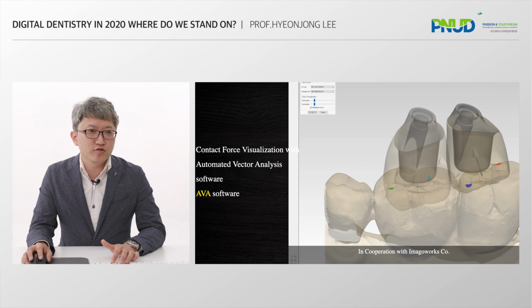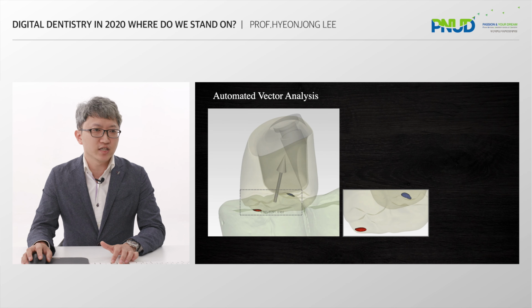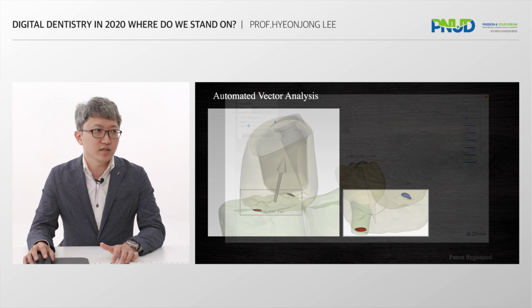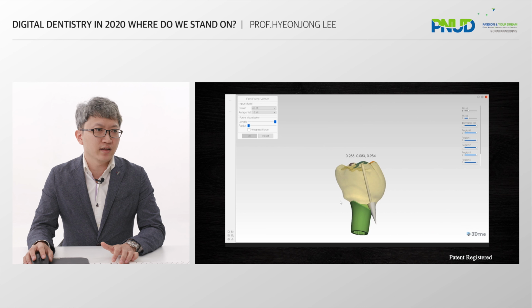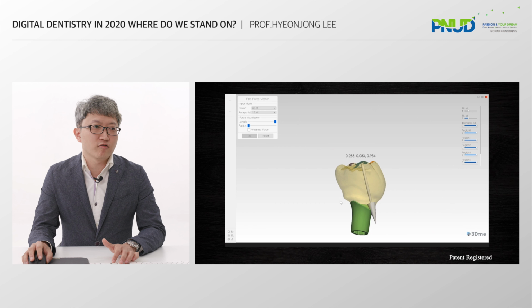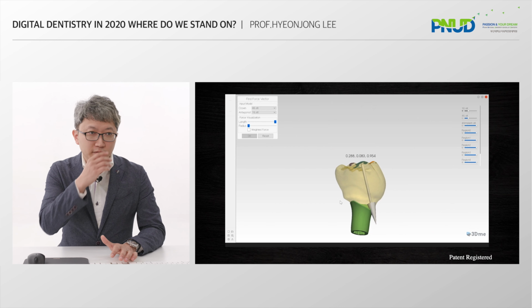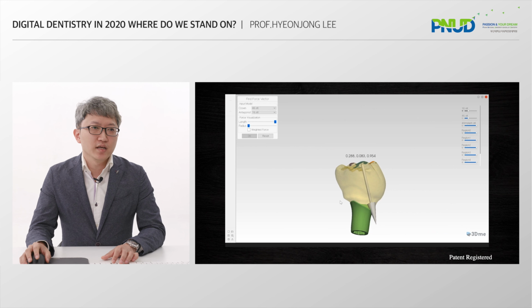And let me show you a trial version of this analysis software. It is not commercial; it's for research at this moment. So this is automated vector analysis. After designing the implant crown, the crown, antagonist, and abutment files are imported into this software. With just one click, it calculates the mean vector from the occlusal surface within 1 second.